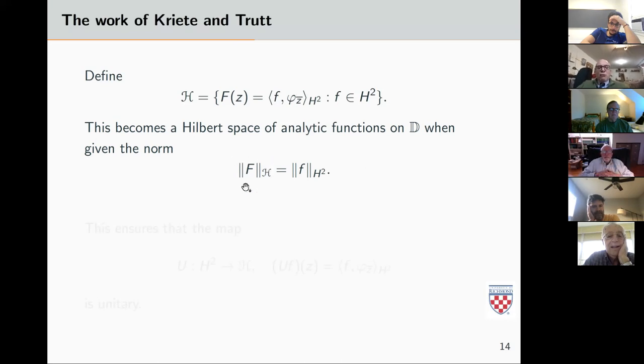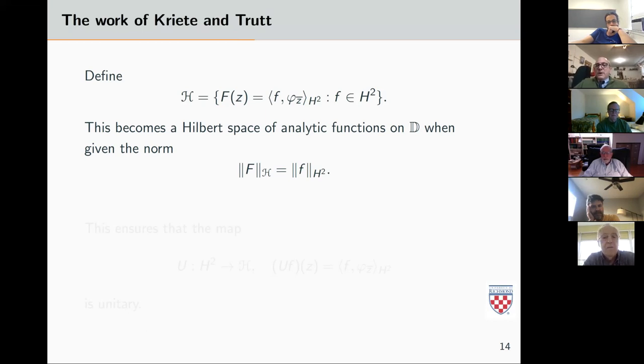It's called a range norm, I think. So the norm of one of these analytic functions, capital F, in H is going to be defined to be the H2 norm of the function f that gives rise to this function, capital F. Now you have every right to be concerned that this is not actually a norm, right?